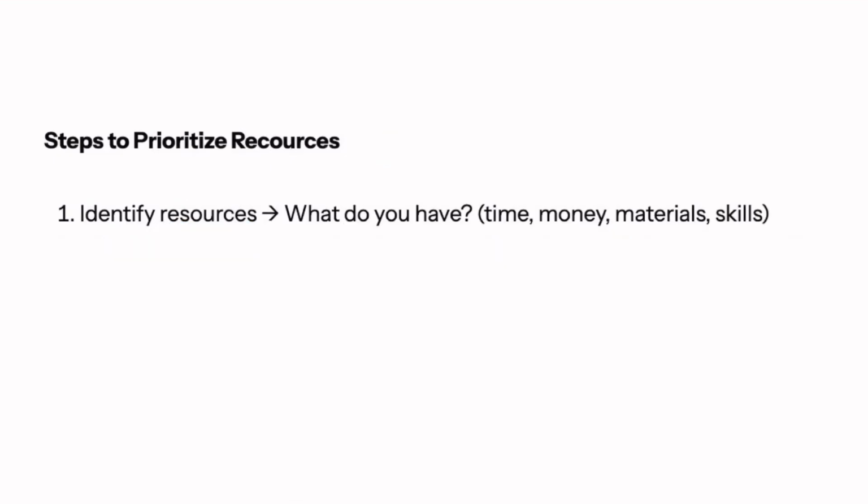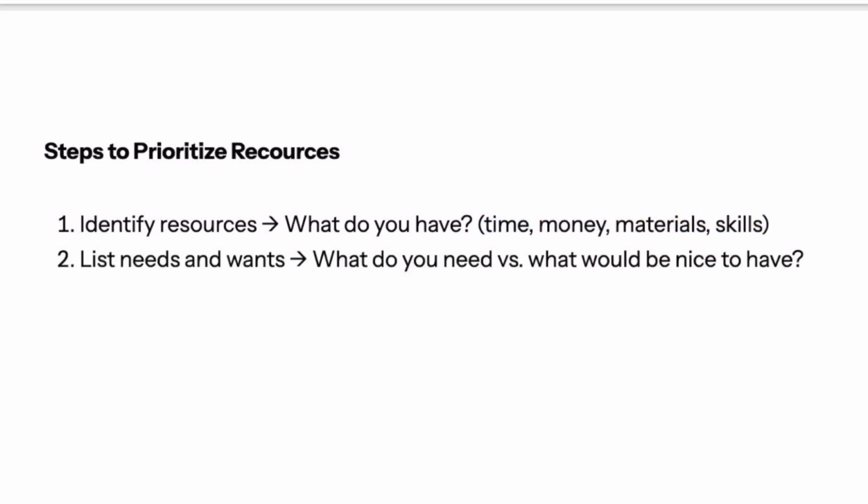Now that we've learned that different needs have different priorities and some need to be met first, we're going to learn how we prioritize resources in 5 steps. As the first step, you're going to identify your resources. What do you have? This could be time, money, material, or skills that are available for you.